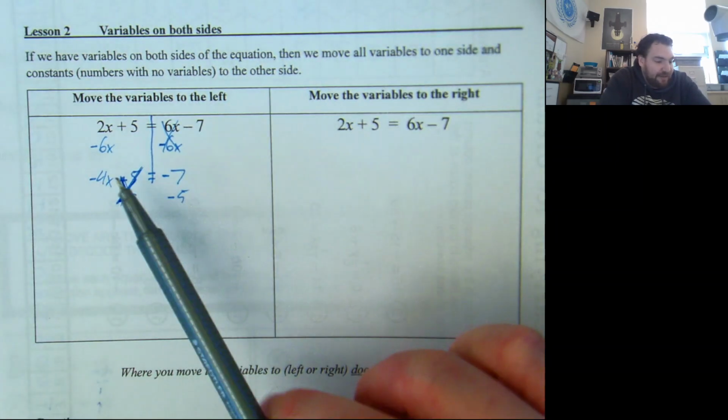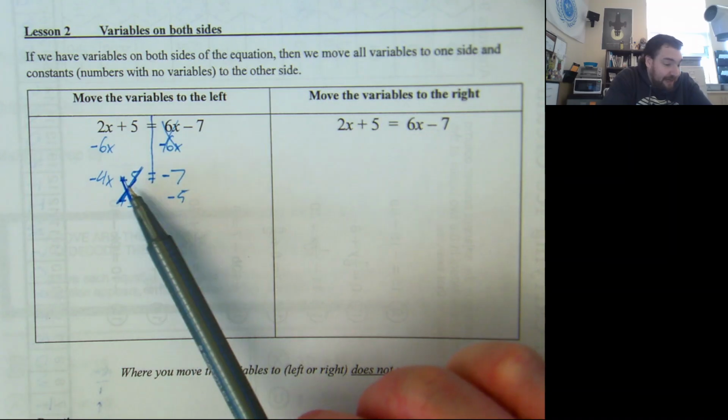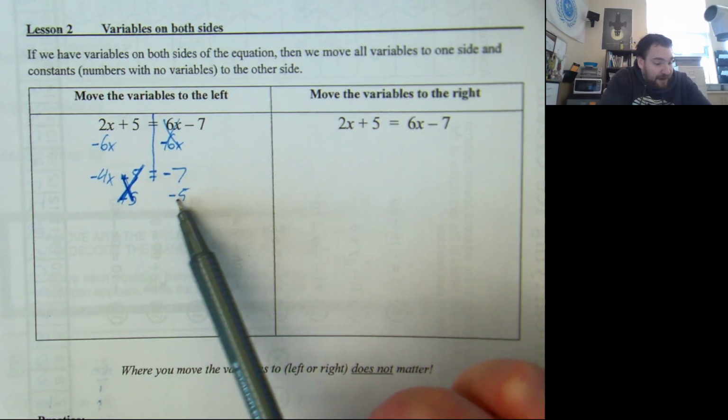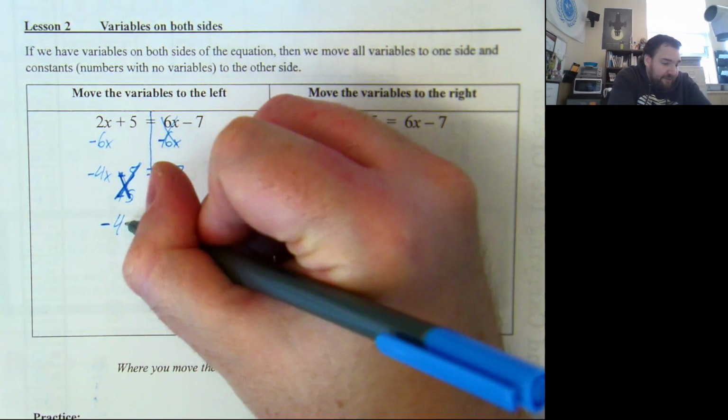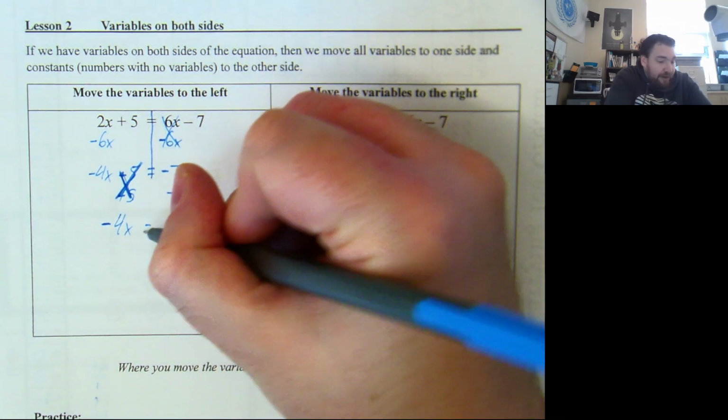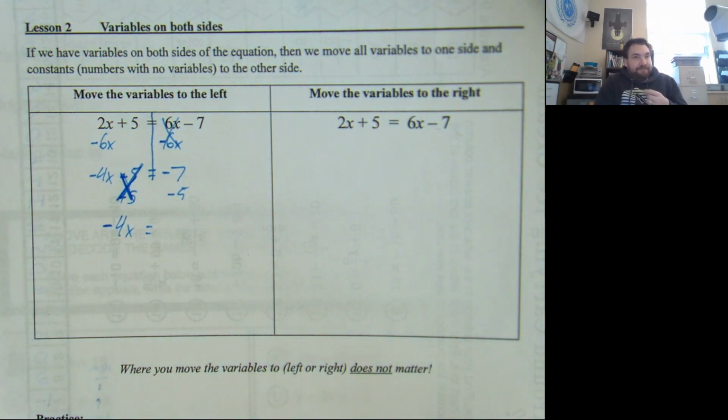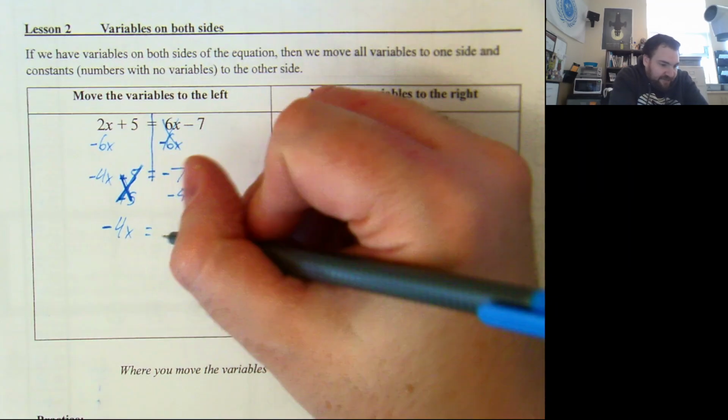So because I'm adding 5 here, the opposite is to subtract 5 on both sides. On the left-hand side, I'm going to be left with negative 4x. On the right-hand side, what's negative 7 minus 5? Negative 12.